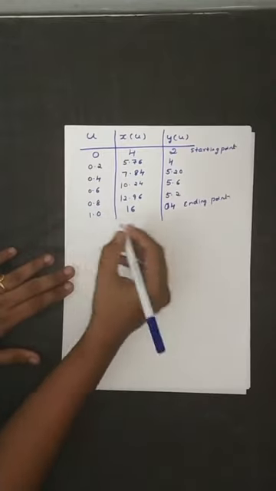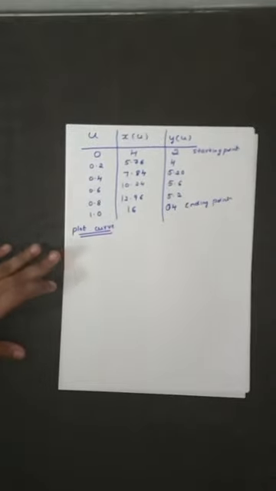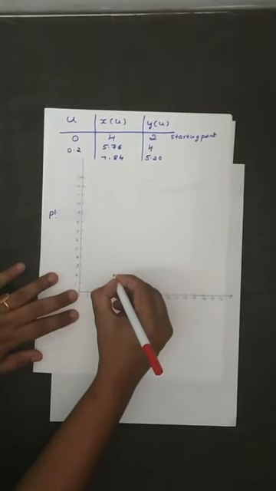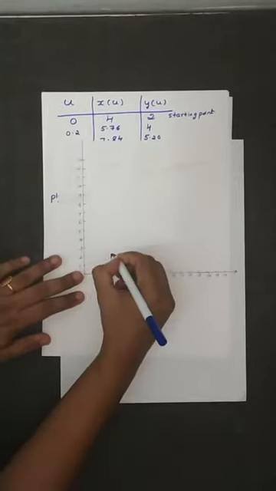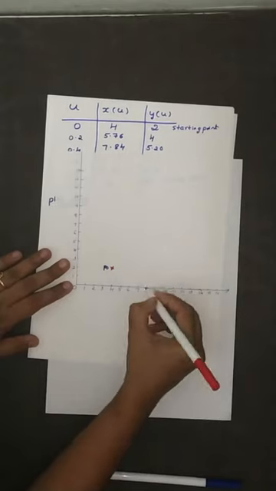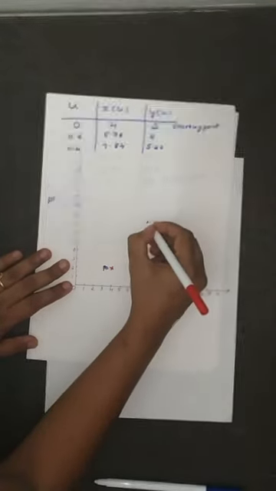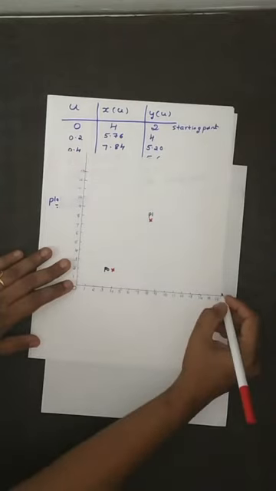So the next task is you have to plot a curve. Roughly you can plot. The first point is 4 and 2, somewhere here. That is the first point, P0. Then the second point is 8, 8. So this is P1, and the third control point is 16, 4.